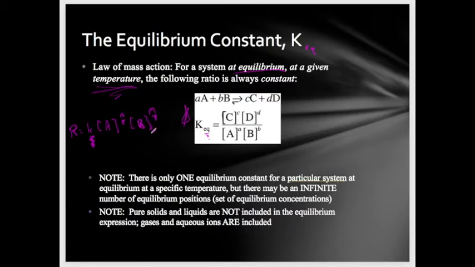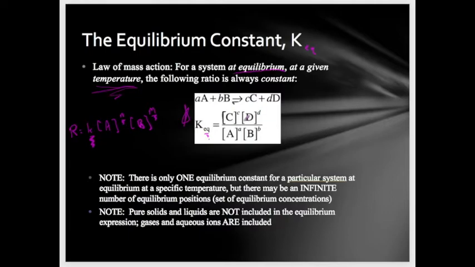Do not get this equation confused with this one. This is describing equilibrium of a reversible process. This is a rate law describing the rate of just one process. I hope that everyone can understand that and can get that straight.